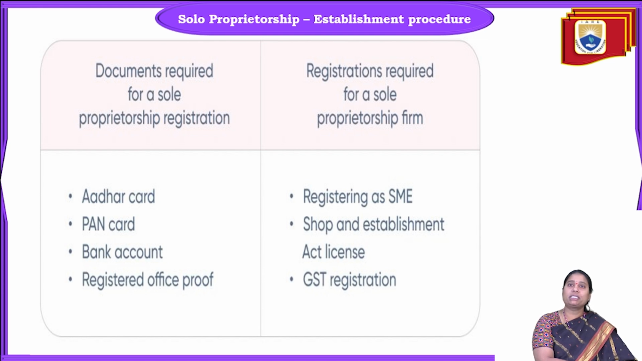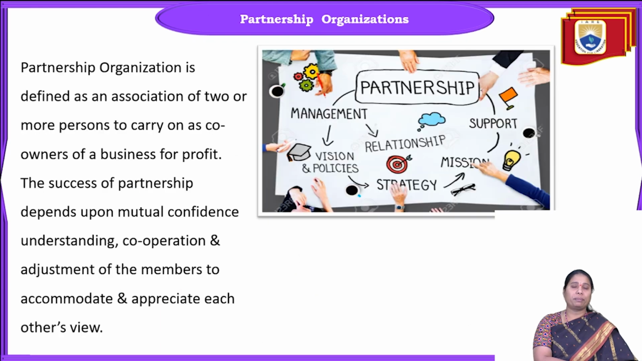If any person wants to start a solo proprietorship, there are documents required for registration. Registration for a solo proprietorship requires an Aadhaar card, PAN card, bank account, and registered office proof. And he can register as a small scale business, or a small or medium enterprise. Shops and Establishment Act license will be applicable for the solo proprietorship, and as per the taxation rules, GST registration is mandatory for the solo proprietorship.